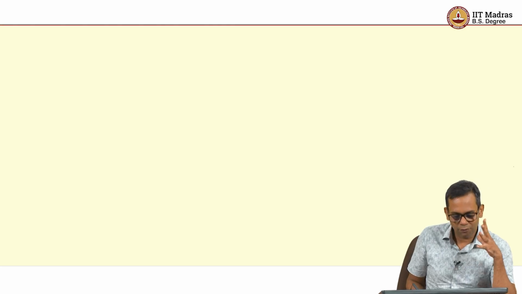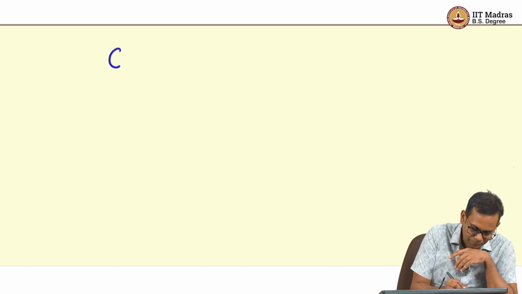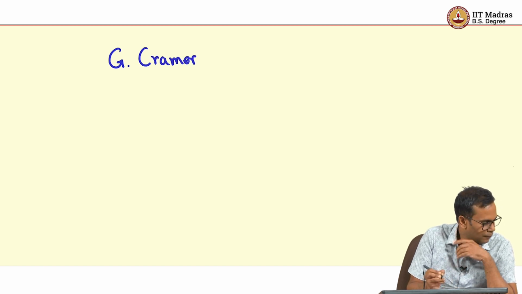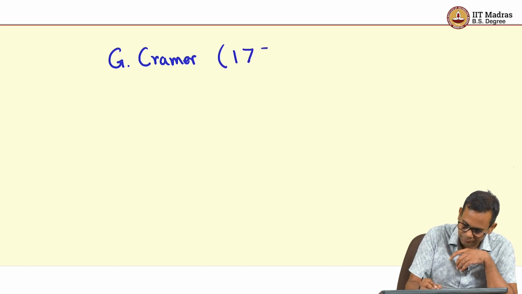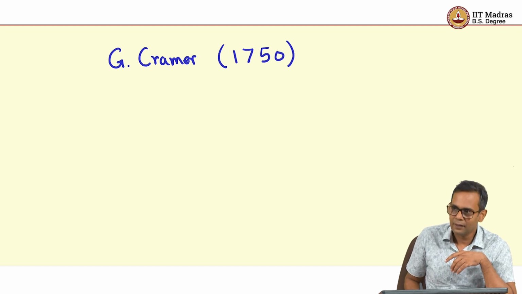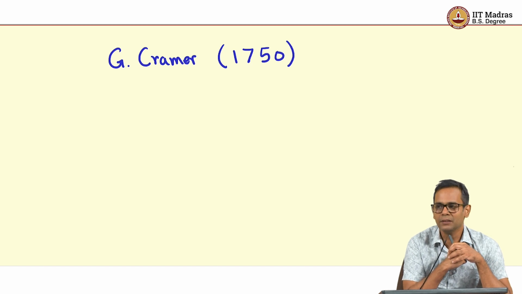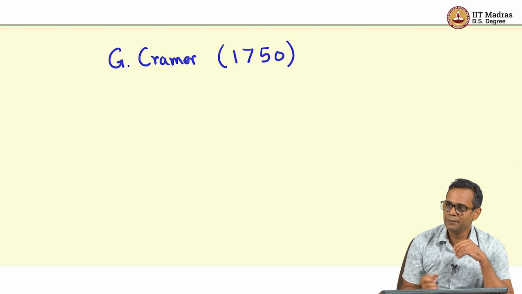The notion of inversion number was introduced by the mathematician Cramer in about 1750, and the context was very interesting. He was describing an algorithm to solve systems of linear equations, and that algorithm is now called Cramer's rule.